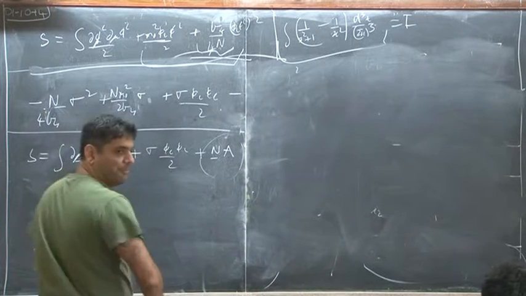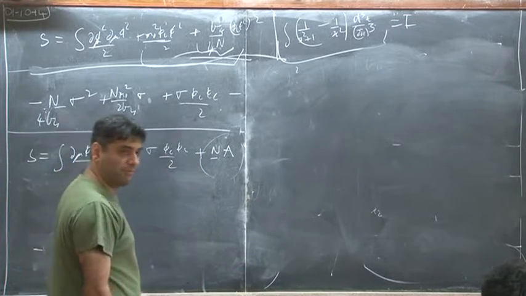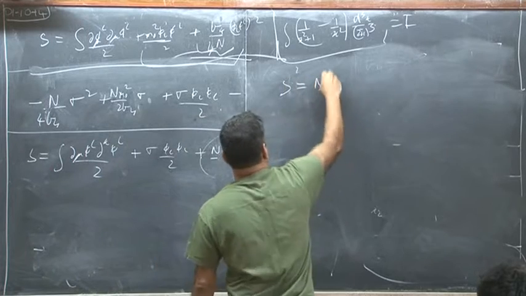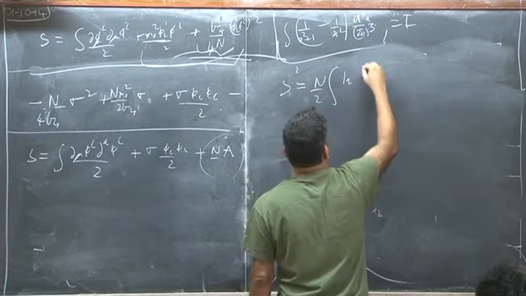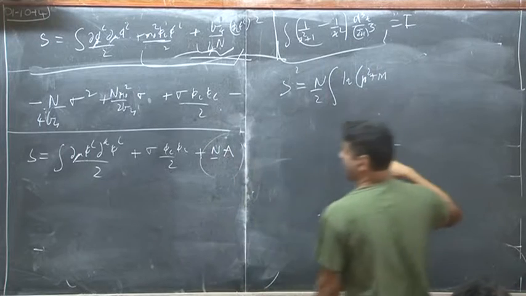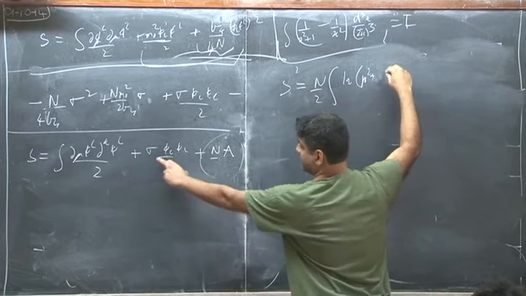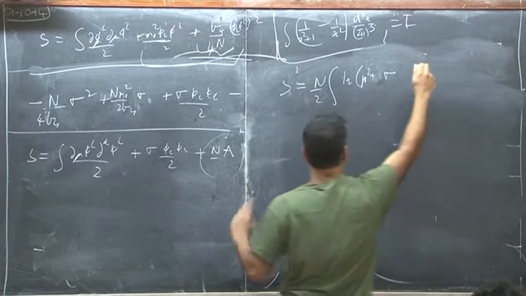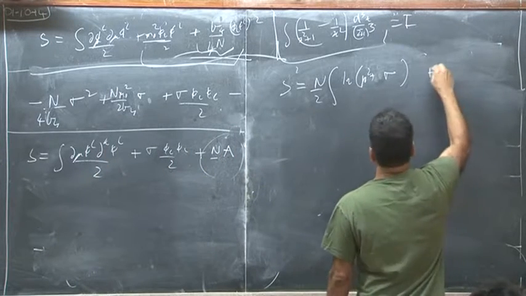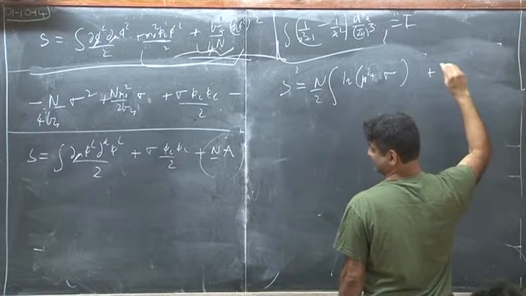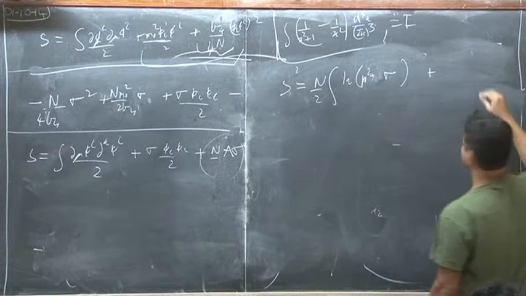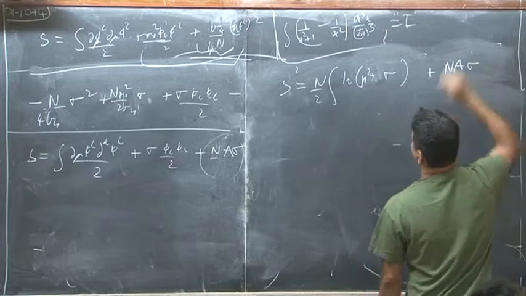So we do all the same things that we did before. Okay? What are the same things we did before? Well, we integrate out the phi field. So our S is equal to n by 2 log of p squared plus sigma, only sigma, no sigma squared. Got rid of all that. Plus, I forgot the sigma here, n A sigma.